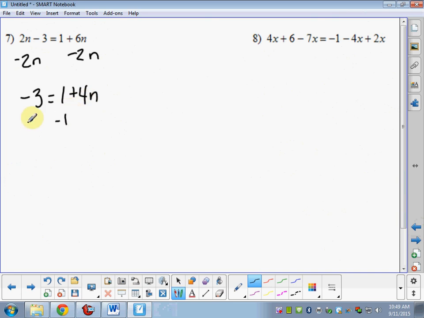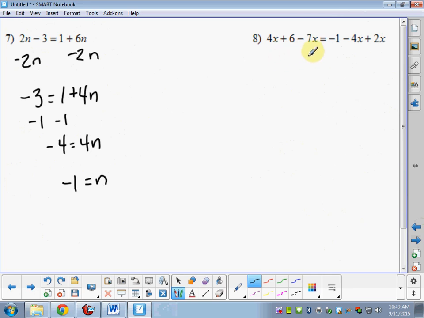And now I need to subtract this 1 over because it's not by itself just yet. So I have a negative 4 equals 4n. When you divide the 4 here, be careful. It's negative 4 divided by positive 4. So it's not going to be 1, it's going to be negative 1. Be very careful with those negatives.